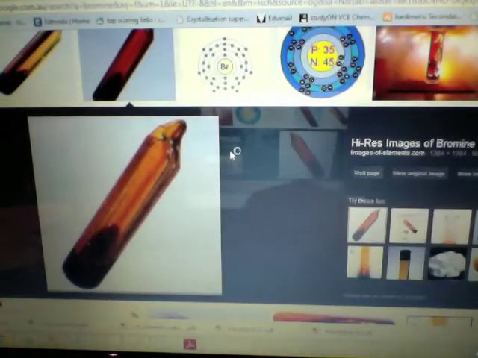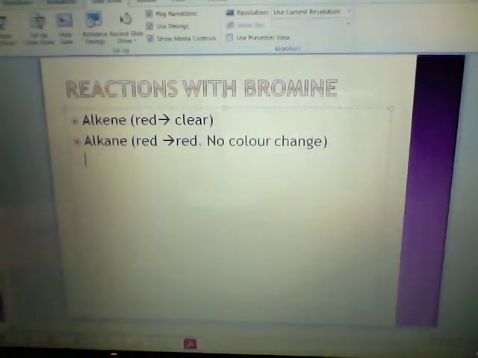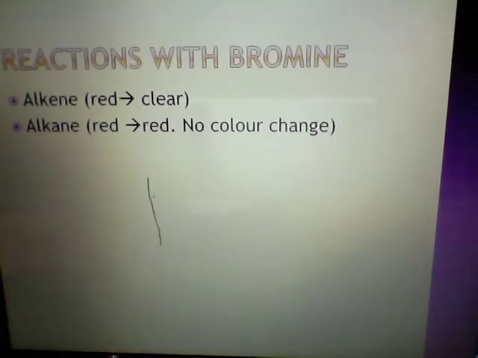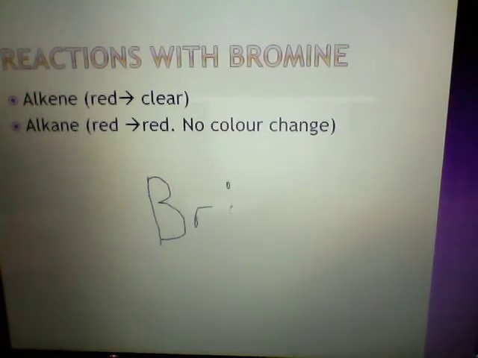So bromine, I'll show you what bromine looks like. So bromine actually looks like this by itself. It looks red. And we know that bromine is in group 7. It's going to have 7 electrons in its outer shell. It's not happy like that. 1, 2, 3, 4, 5, 6, 7. It's actually going to pair with another bromine.